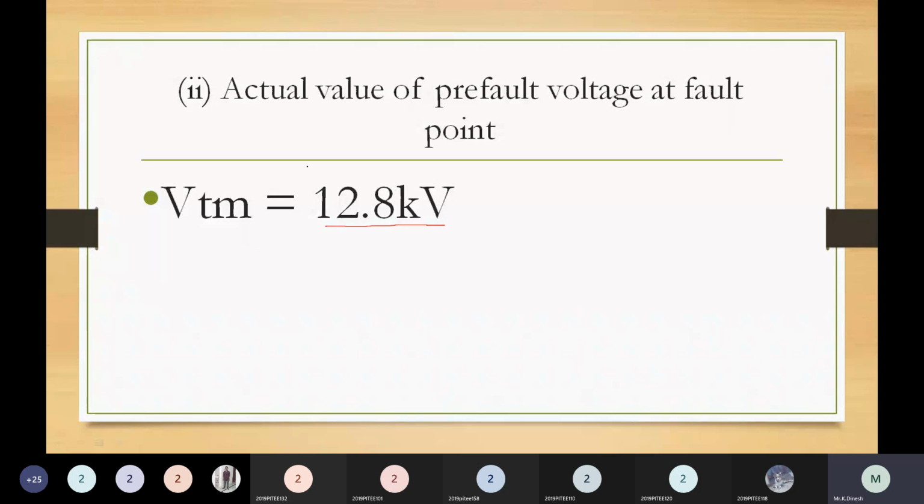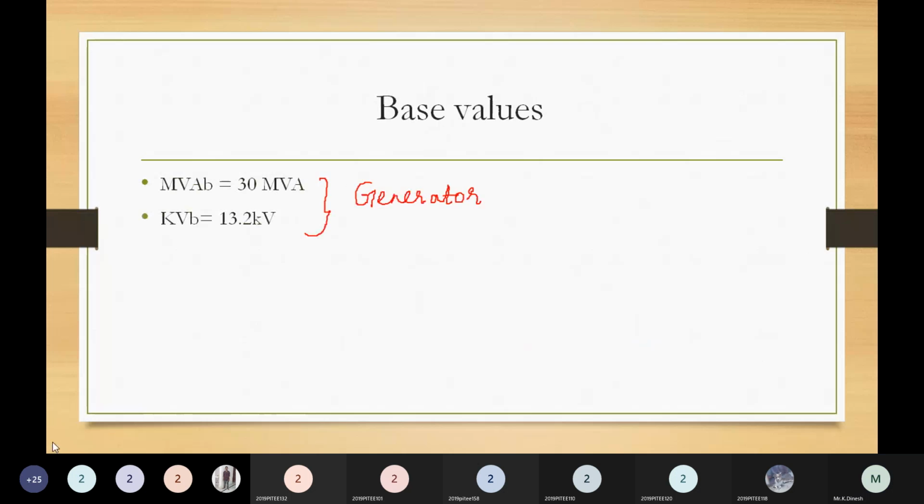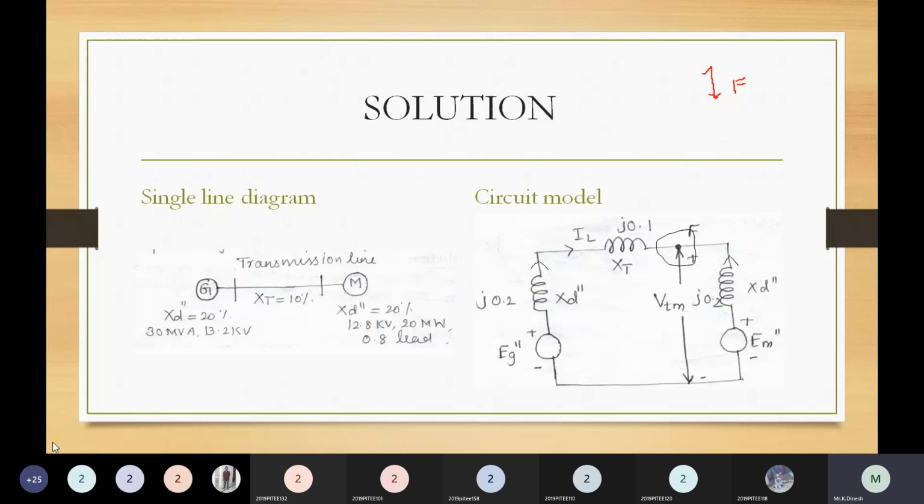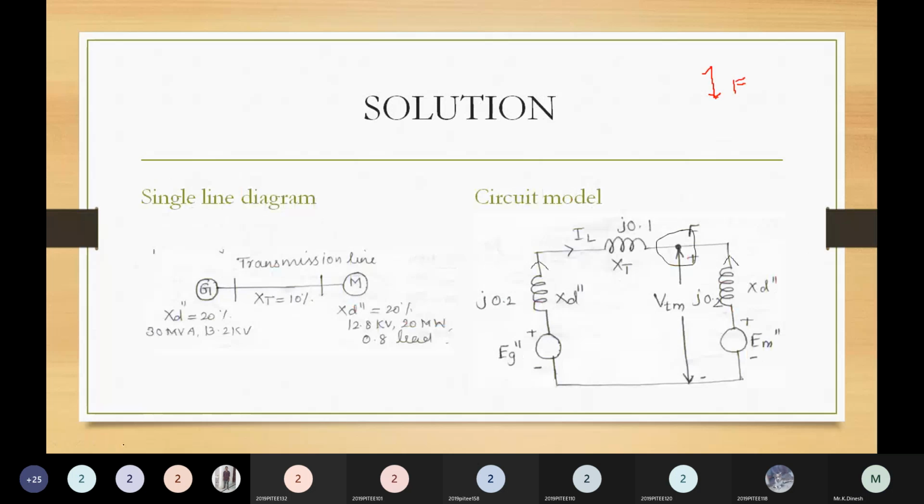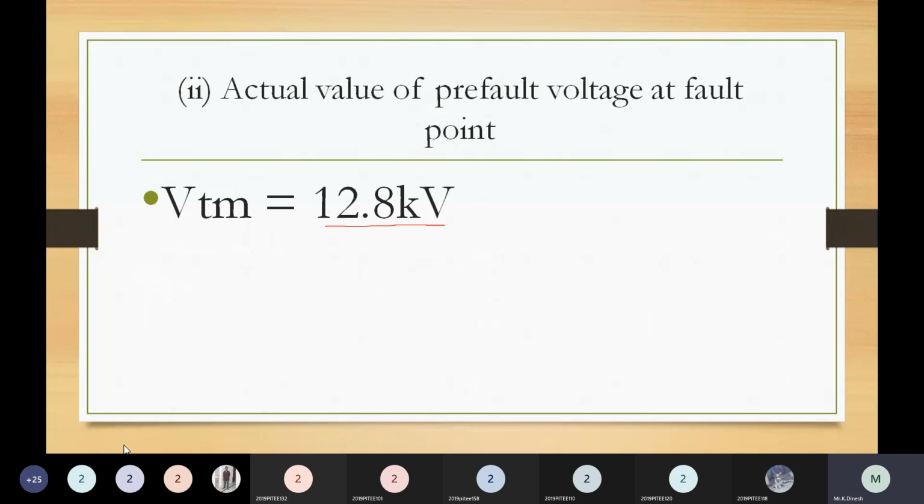And second is the actual value of the pre-fault voltage at the fault point. So before the occurring of the fault, you have the voltage of 12.8 kV. It is clearly mentioned in the problem. As you have seen in the question, the motor terminal voltage is 12.8 kV. So it shows that the motor's pre-fault voltage, that is VTM, is 12.8 kV.